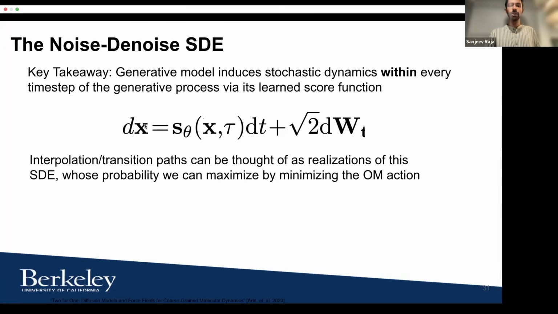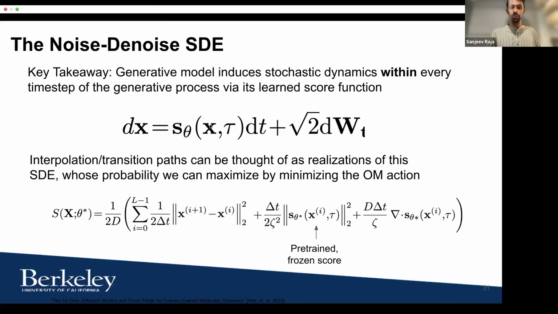It turns out that if we interpret transition paths as being drawn from this SDE, then we can maximize the probability of paths by minimizing the Onsager-Machlup action, using this score function as the new drift term. Essentially the thing that we minimize is this action, which is the action induced by a pre-trained generative model. And all of that is again the sum of the same three terms that I had discussed before.